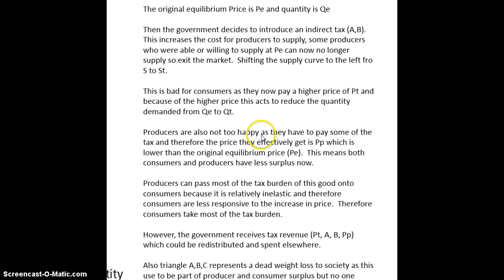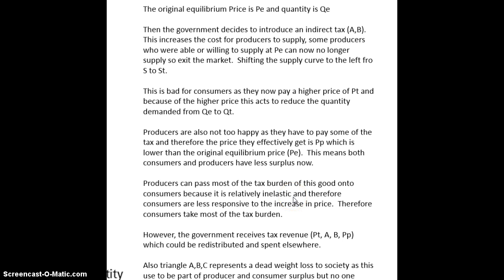Producers are also not too happy as they have to pay some of the tax, and therefore the price they effectively get is PP, which is lower than the original equilibrium price of PE. So this obviously affects their total revenue also. This means both consumers and producers have less surplus now. Producers can pass most of the tax burden of this good onto consumers because it is relatively inelastic. So the opposite will be true.